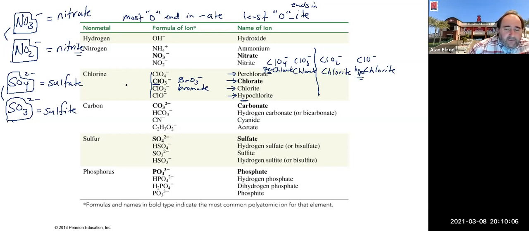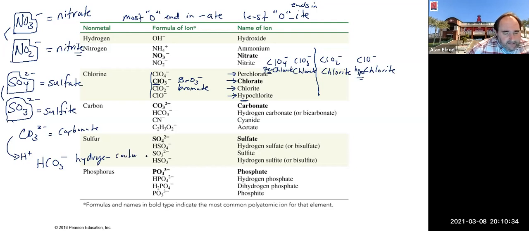There are a couple of other things that we will see when we look at these polyatomic ions. For example, if we take carbonate, which is CO3 2 minus, and we put an H plus in front of it, we end up with HCO3 minus. This is known as hydrogen carbonate, and that is also sometimes referred to as bicarbonate. So they sometimes use that bi instead of hydrogen. You also see that with bisulfate here.